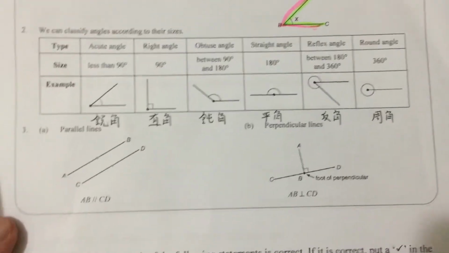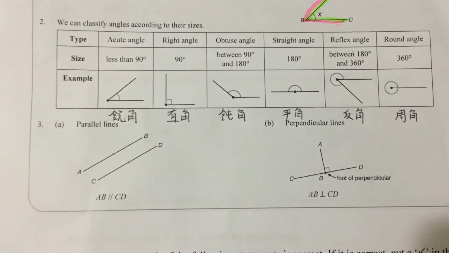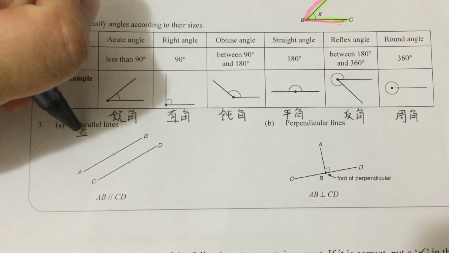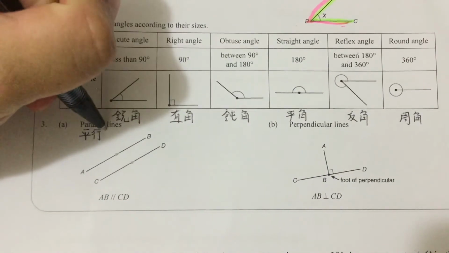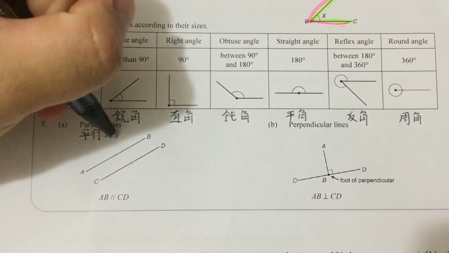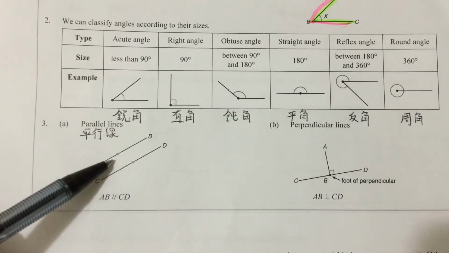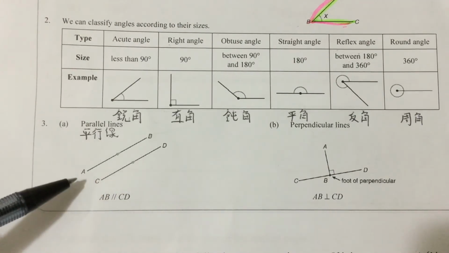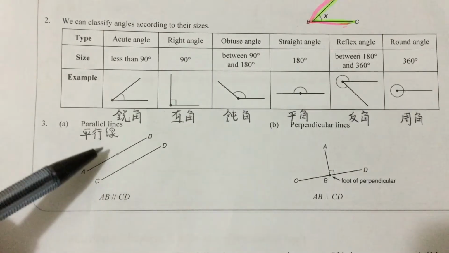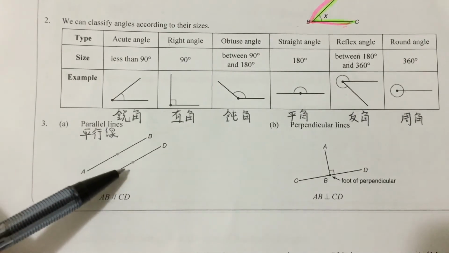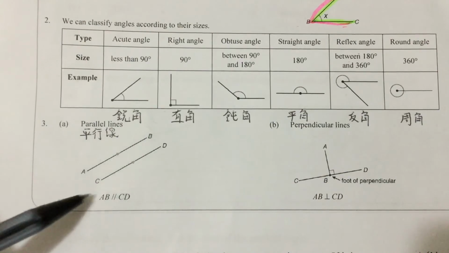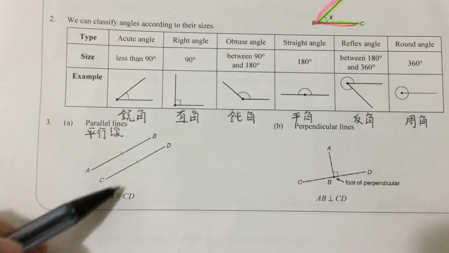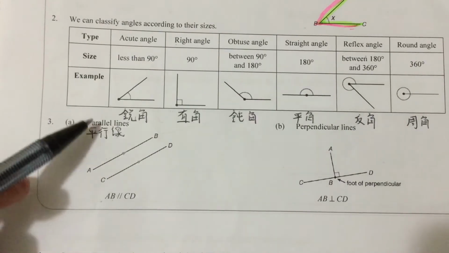That one is called parallel lines and perpendicular lines. Parallel lines in Chinese is called 平行線。For example, these two lines you will never have any intersection. That means 冇intersection, 冇相交點. So you must know that these two lines will never touch each other. So we will say AB is parallel. We will draw this figure for parallel.